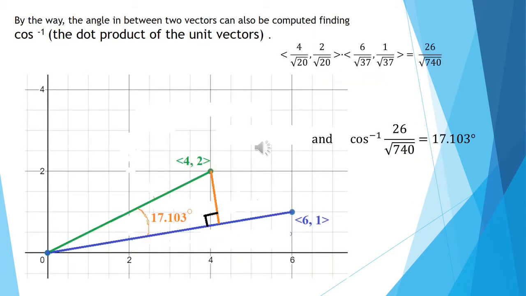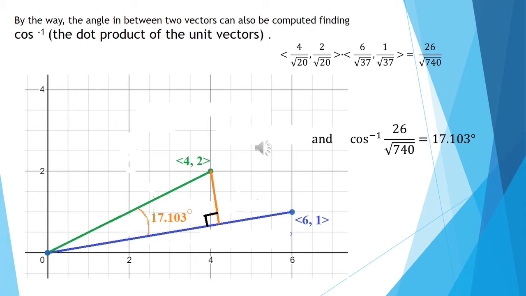So applying that formula to the example we were just looking at, if I wanted to find the angle between vector 4, 2 and 6, 1, I could find the dot product of their unit vectors. The length of 4, 2 we already discussed is the square root of 20. The length of the vector 6, 1 is the square root of 36 plus 1, or the square root of 37. So the unit vector for 4, 2 is 4 divided by the square root of 20, 2 divided by the square root of 20, and the unit vector for 6, 1 is 6 divided by the square root of 37, 1 divided by the square root of 37.